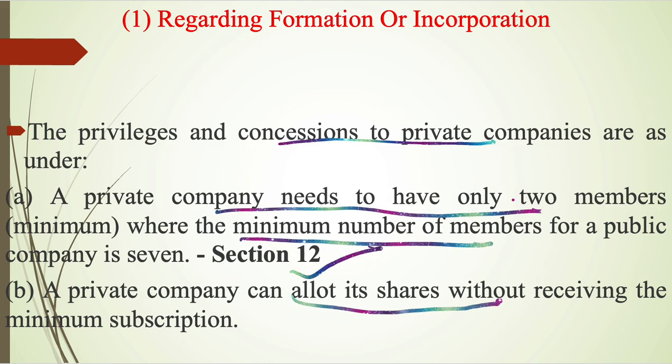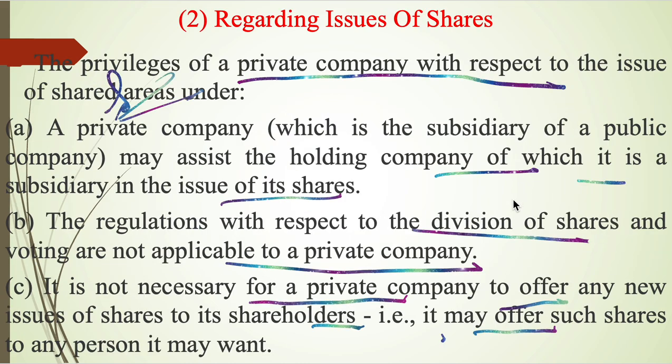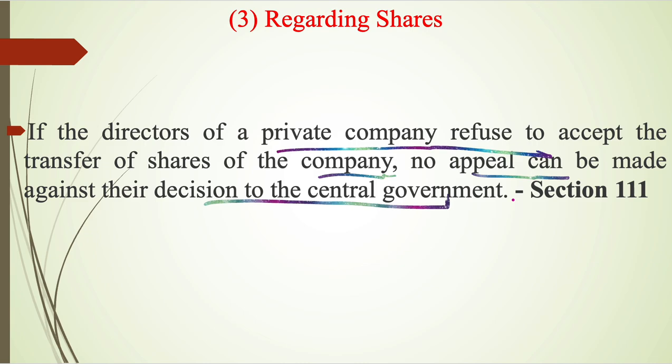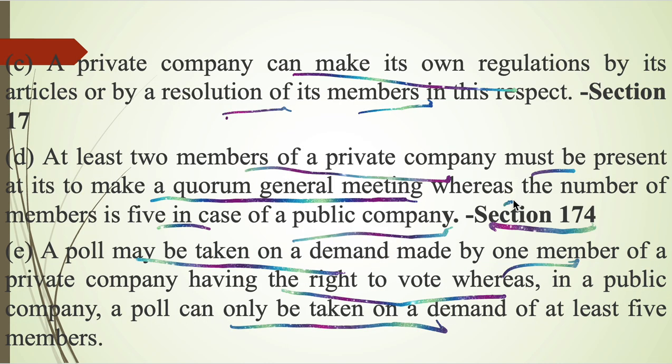A private company needs only 2 members for incorporation. It is not mandatory for a private company to submit its prospectus for the formation of the company. A private company may assist the holding company of which it is a subsidiary in the issue of shares. And the directors of a private company can refuse the acceptance of transfer of shares of the company. Regarding meetings, it is not mandatory to hold all the statutory meetings in the case of private companies. A private company can make its own regulations, its own articles and resolutions also.